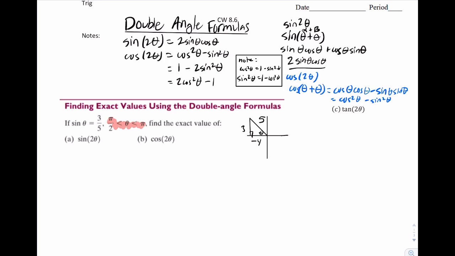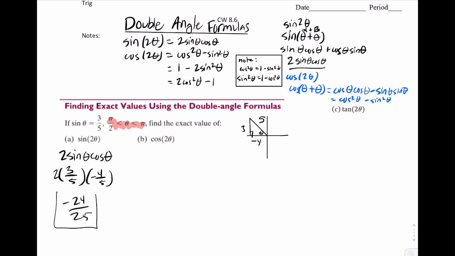To figure out sine of 2 theta, look at the formula. 2 sine theta cosine theta. Plug it in. 2 times sine theta, which is 3 over 5, times cosine theta, negative 4 over 5. Multiply, negative 24 over 25. So look how easy that was, no problem.